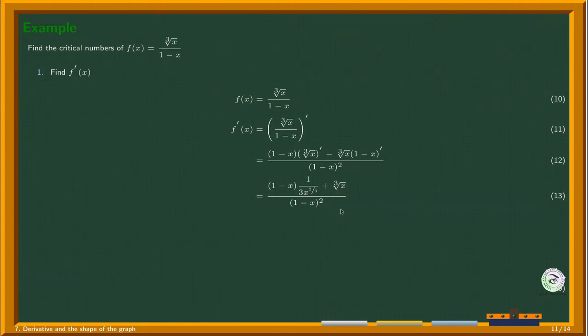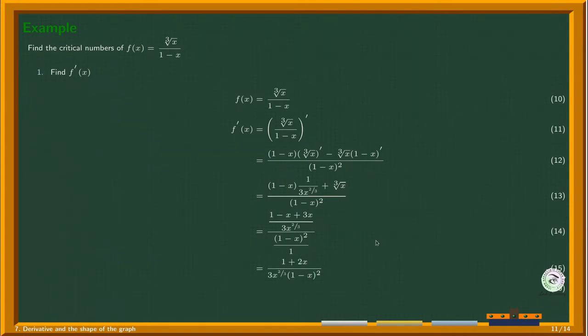Now in the numerator I can take a common denominator for these two terms, so this becomes 3x when I multiply, and the denominator I can write as this over 1. Next I can flip this and multiply, so I get 1 plus 2x over this in the denominator. So the derivative is this expression. This is our derivative.